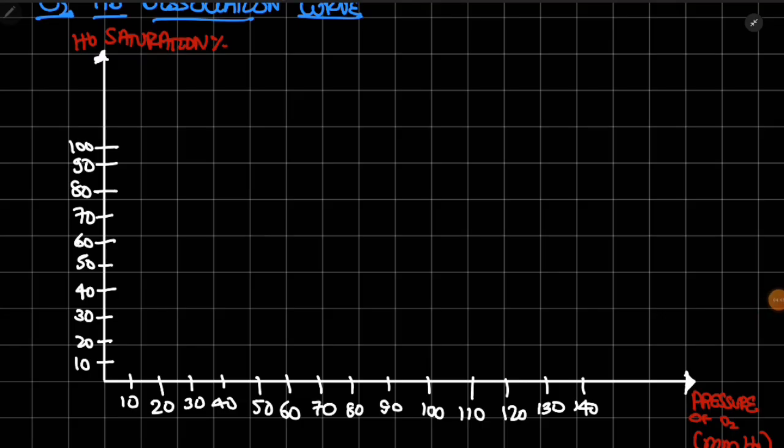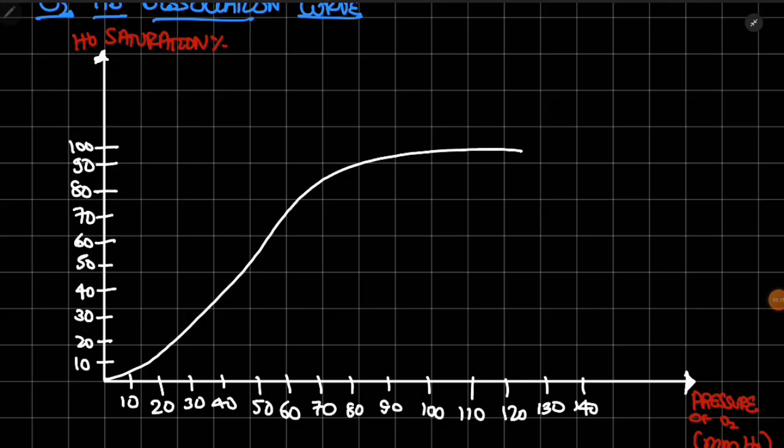Now this is the graph of the O2 hemoglobin dissociation curve. Since the graph says O2 hemoglobin dissociation curve, the pressure of oxygen in millimeter of mercury is on the x-axis, and the Hb saturation in percentage, or the hemoglobin saturation in percentage, is on the y-axis. So basically the graph looks like this. Let me draw it. So basically the graph is somewhat like this.